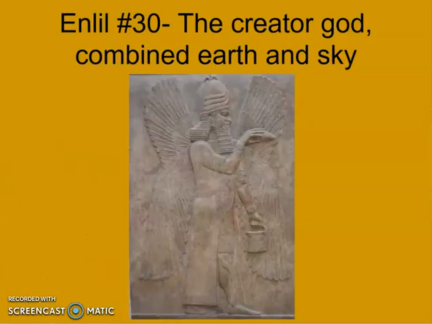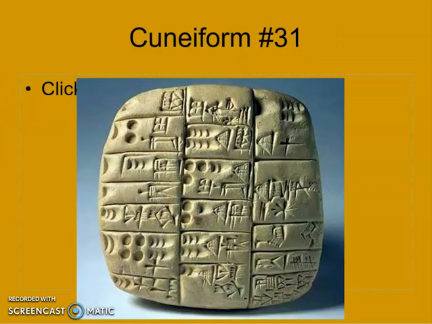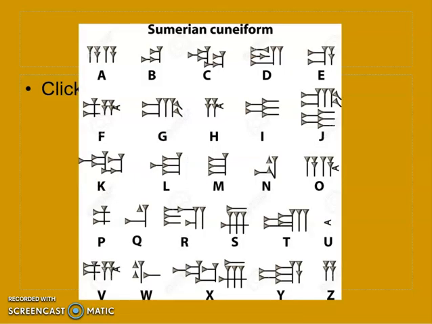Number 30, Enlil, they believed was the creator god. He was part of what's called the Anunnaki, these major gods that they worshipped. And they also created the sail and the wheel. That's kind of neat. There's cuneiform writing. That's what they used to write. We're not going to do the project where you do handwriting this year, which is in 2024, because honestly, it's absolutely horrific to try to write things in that language if you haven't been used to doing it.